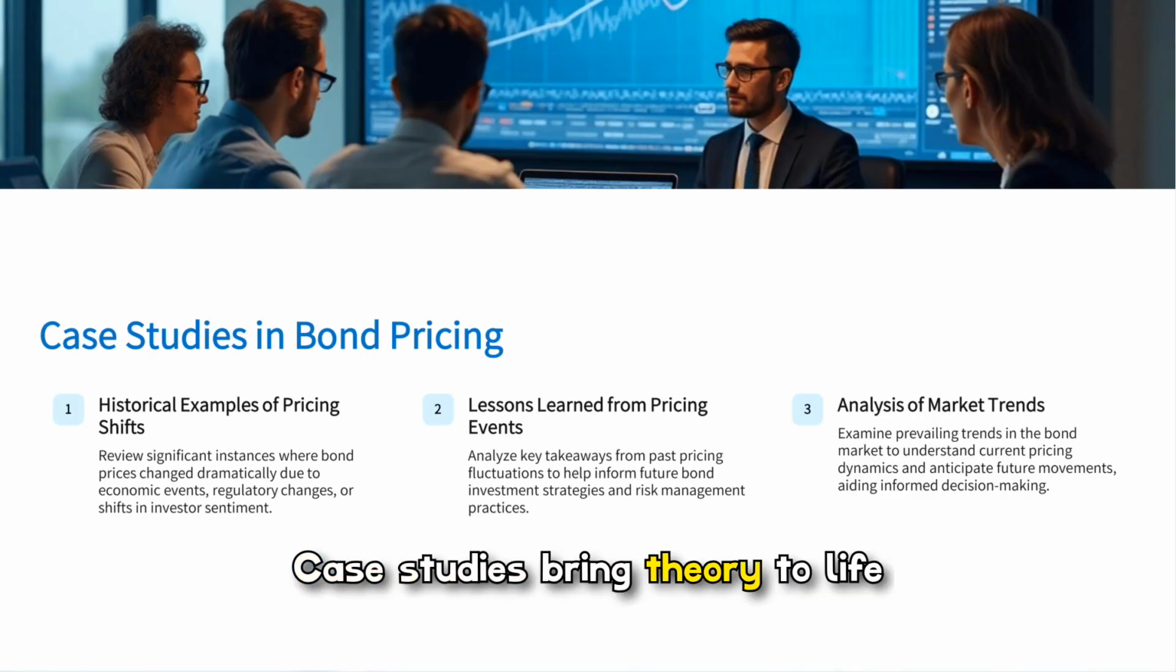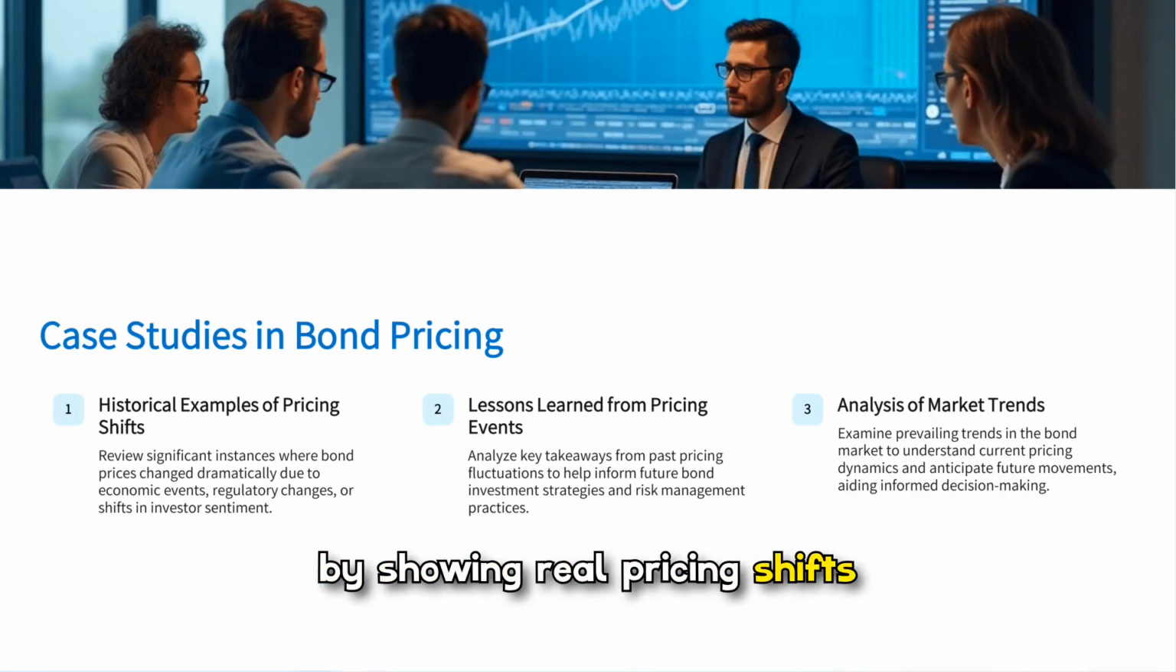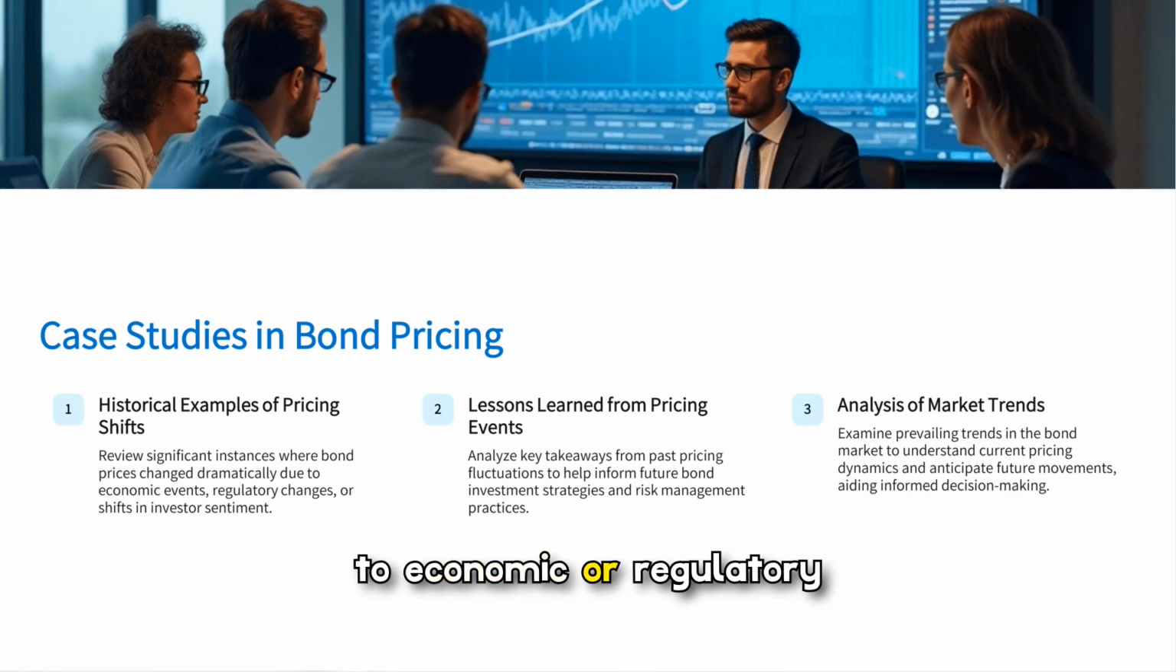Case studies bring theory to life by showing real pricing shifts over time, revealing what happened when markets reacted to economic or regulatory events. Reviewing historical examples helps extract lessons about risk management, the limits of models, and practical strategies investors use to navigate turbulent periods and capture opportunities.